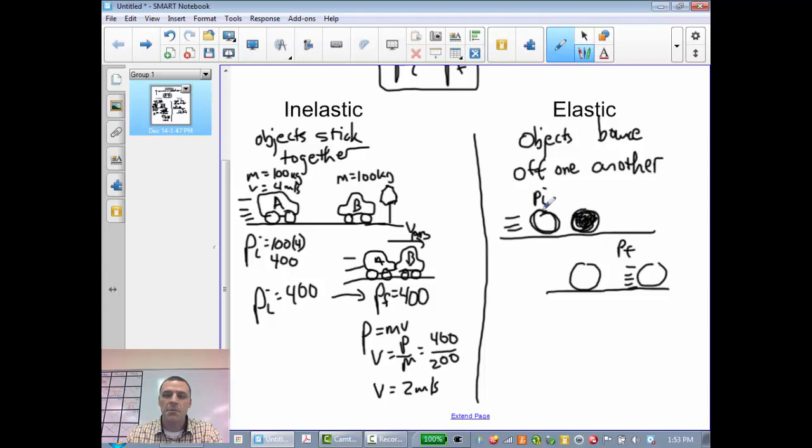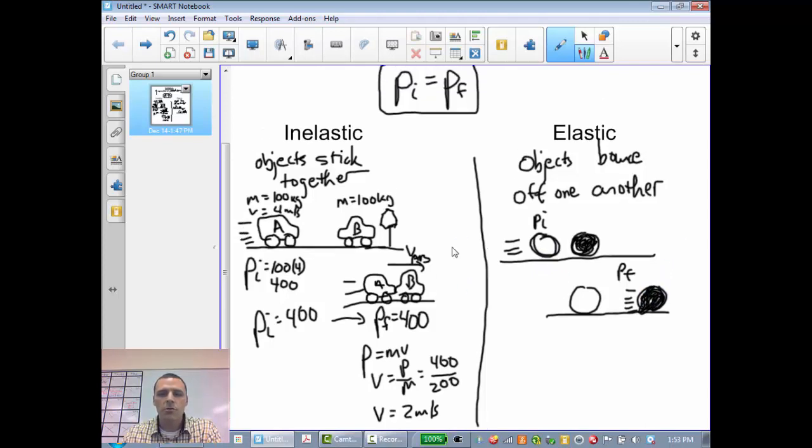If they're the exact same mass, it makes it really easy. All the momentum transfers, and the object that was moving in at, let's say 2 meters per second, the one that leaves will leave at 2 meters per second. So just a really, really quick overview of collisions. The key points are that momentum is conserved in a collision, and we have two types: inelastic, where the objects stick together, and elastic, where they bounce off of one another.